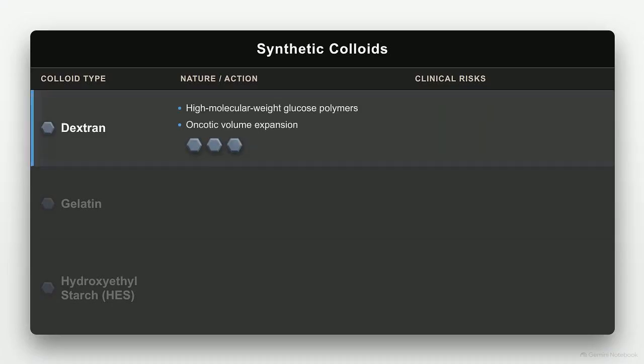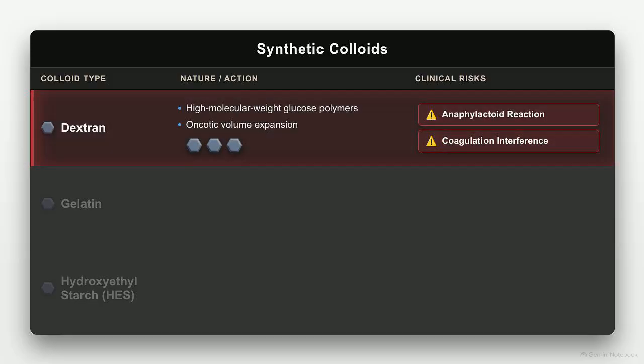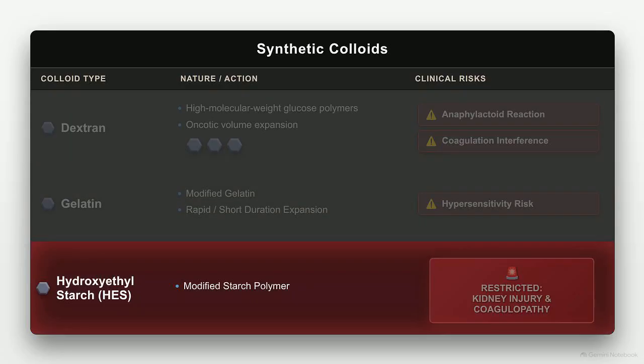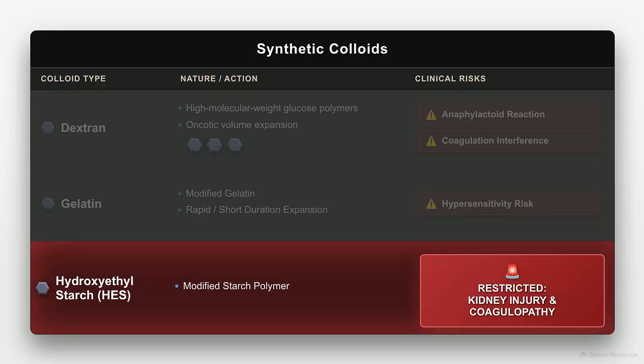These are high molecular weight glucose polymers produced by microbial fermentation. They are highly effective at oncotic volume expansion. However, dextrans carry severe clinical limitations, frequently triggering anaphylactoid hypersensitivity reactions and actively interfering with natural coagulation.